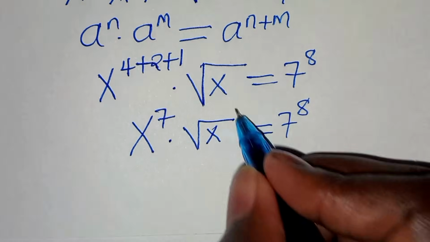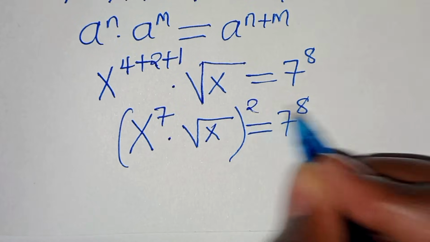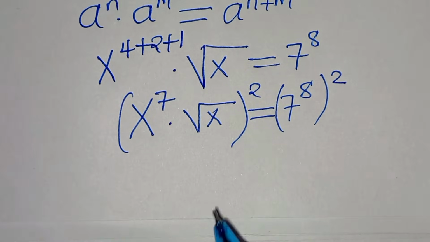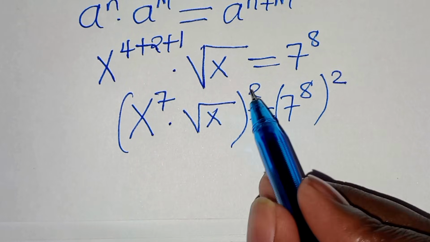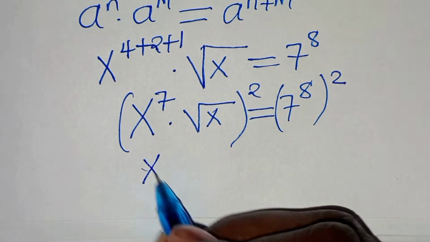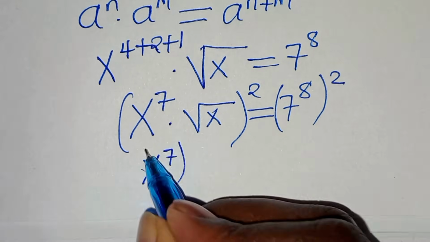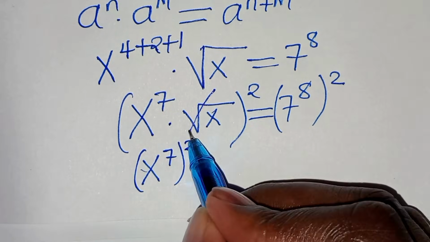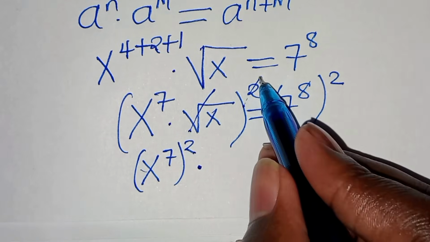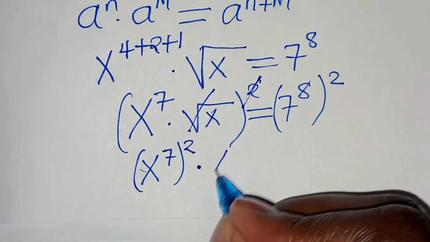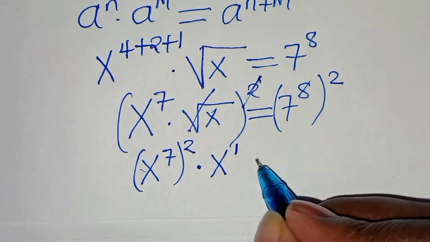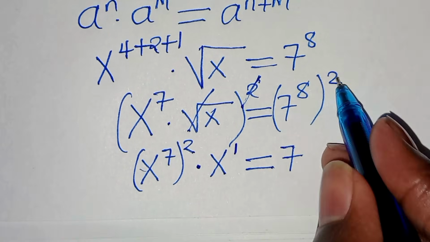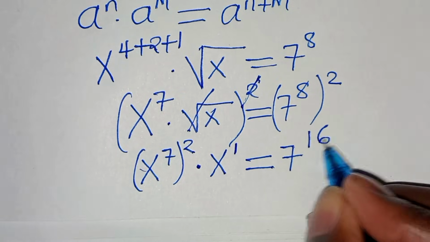Now the next step is to square on both sides again, so that now this is x to the power of 7 raised to the power of 2. So this is x to the power of 7 raised to the power of 2 multiplying by, let's eliminate the square root sign here, the fourth square root sign. So this is times x to the power of 1. This is equal to 7 to the power of 8 times 2, which is equal to 16.